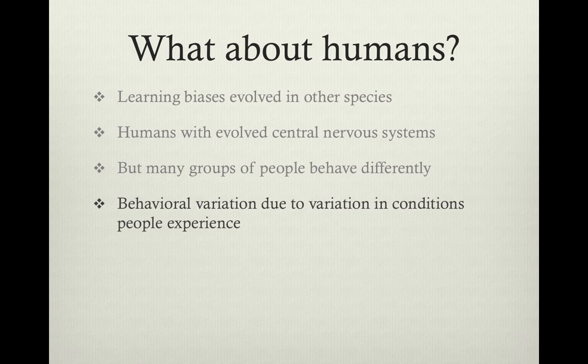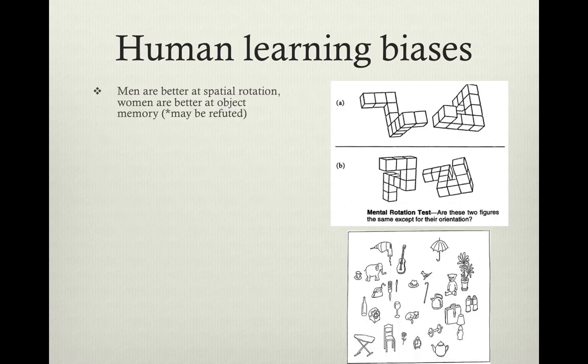Behavioral variation among human populations is due to variation in the conditions that people experience. And so, as we're talking about different conditions, we have to recognize that this includes both strict ecological conditions as well as social and/or cultural conditions. So when we find ourselves in different environments, when we find ourselves producing our resources in different ways, we see variation in behavior. All right, so this first so-called learning bias is questionable at best.